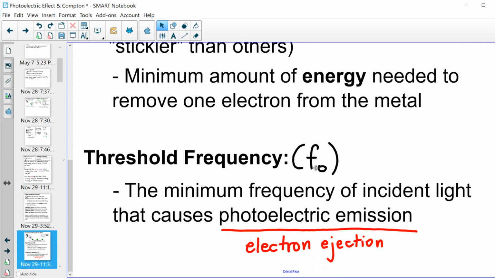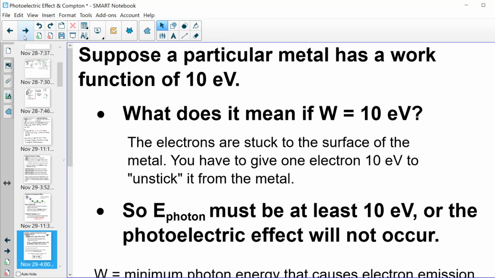And then we also have this property called threshold frequency. The symbol for that is f with a little 0 next to it. This is the minimum frequency of the light that will cause photoelectric emission. So it just means if you go below the threshold frequency, the photoelectric effect doesn't happen. You have to be at the threshold frequency or higher to see the photoelectric effect occurring.